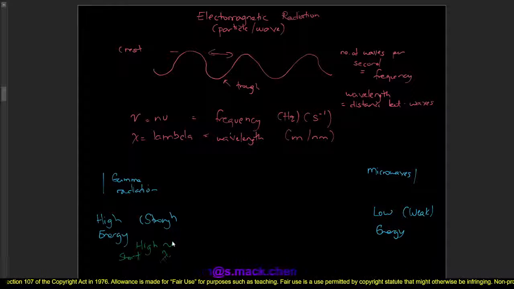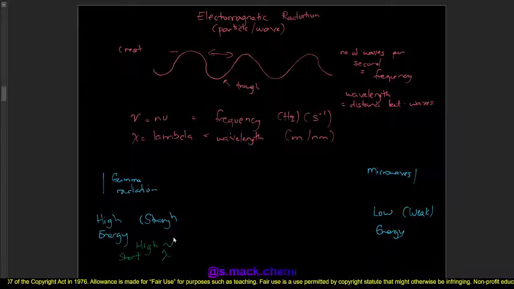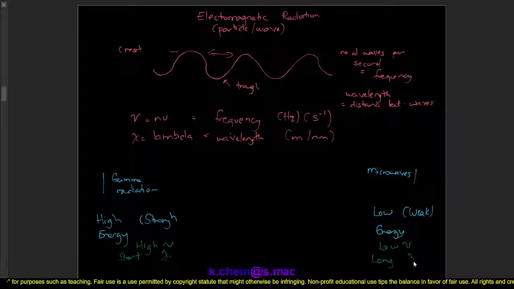And I'm also going to introduce another unit here. Before I do so, let's talk about low energy. Low energy being the opposite of high energy. This means microwaves, for example, would have a low frequency and a long wavelength. Right? So you can include the words here if looking at the symbols are confusing. So high energy, high frequency, short wavelength.